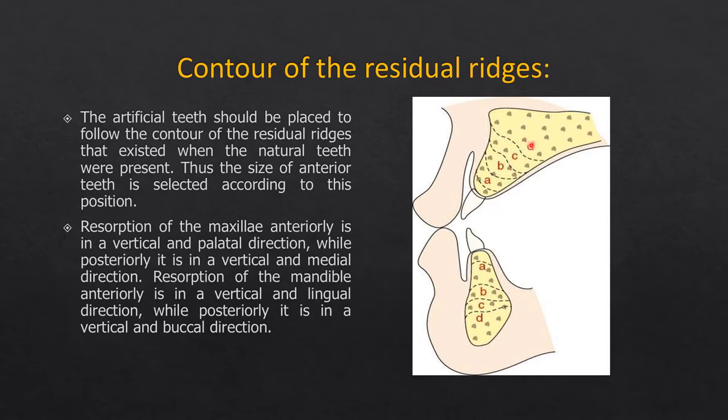So if D is the resorption after 10 years, this will be the final topography or morphology of the maxillary residual ridge, whereas the mandibular residual ridge would have reduced only in height, maintaining its circumference or becoming slightly larger. Whereas the maxillary ridge, if 10 years back this was at point A, after 10 years it has moved so much back that it is now at point D. So in such cases the contour of the residual ridge will allow us to determine whether we use a larger or a smaller anterior tooth.